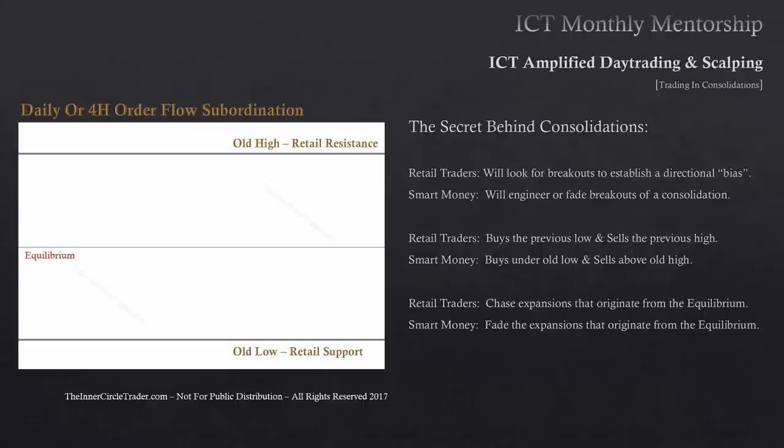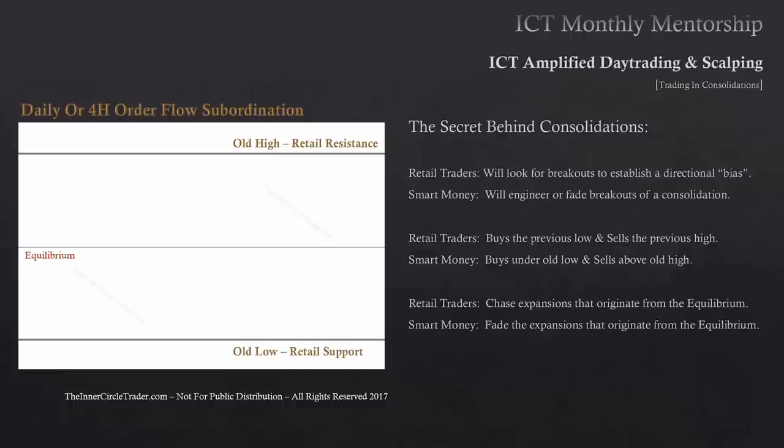Now, if the daily or 4-hour is bearish, and the order flow subordination on the lower time frame, we expect any consolidations, any rally away from the equilibrium price point that breaks a short-term high, we will be looking to sell short. Retail is going to want to see that as a break in structure, if you will, for folks that want to trade empowered.